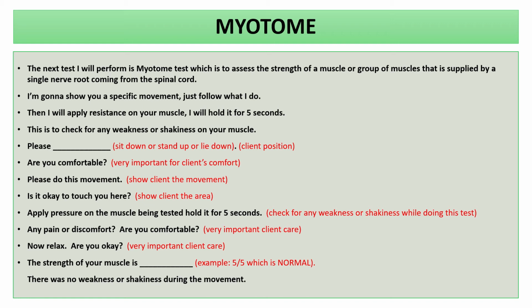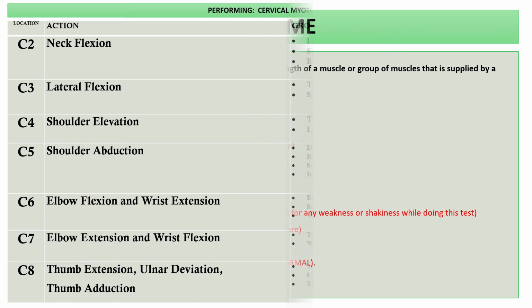Any pain or discomfort? Ask this question while doing the test, very important. Are you comfortable? Very important to ask for client care. Now ask the client to relax. Are you okay? Very important to ask for client care. Then give the result of the test. The strength of your muscle is a grade of blank, for example 5/5, which is normal. There was no weakness or shakiness during the movement.